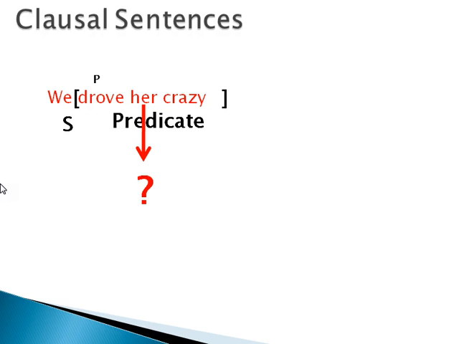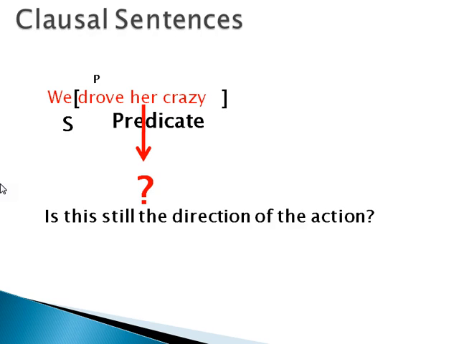We drove her crazy. I don't know if it's direct or indirect. We are not talking about this right now, but it's certainly the object. It's an object. Okay? But this is still the direction of the action. We drove her crazy. Her looks like the one to whom we directed our action of driving crazy. Is the object of the action.